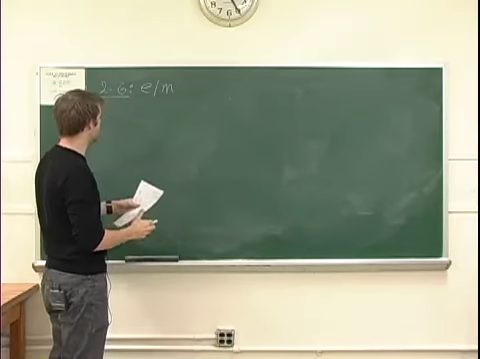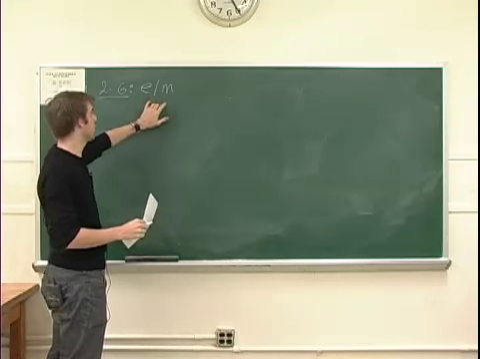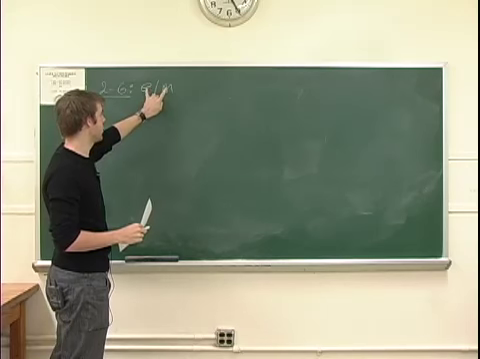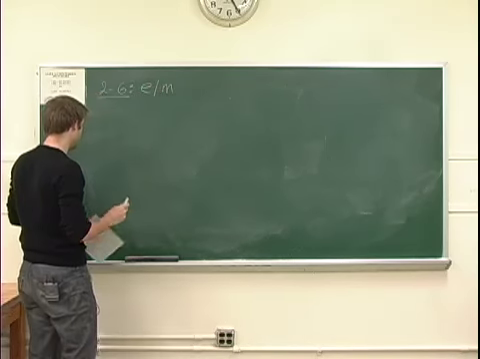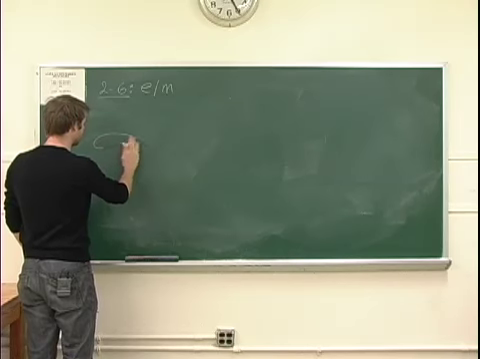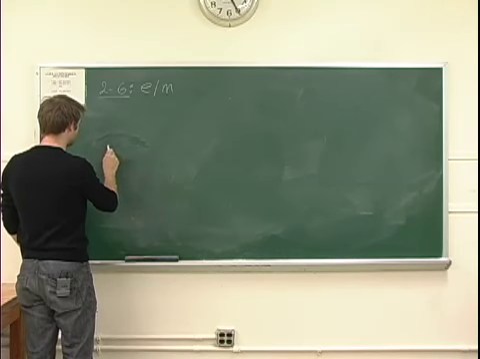So the idea is to measure the charge to mass ratio of the electron. So we're not going to actually measure the charge, nor are we going to measure the mass of the electron. We're just going to measure the ratio. The idea behind it is that we have to somehow produce these electrons. And we use a filament to do that.